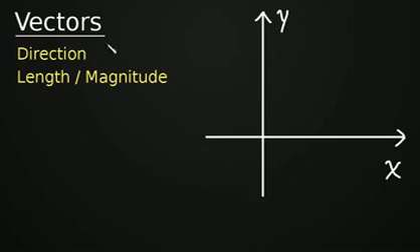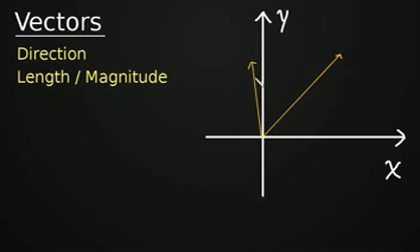And so how could we attempt to capture direction and length? Well, I think an arrow does a pretty good job. This, for instance, captures direction. It's moving in the northeast direction, and it also clearly has a certain length. And so this is a vector, and that's exactly how we graph vectors, just as arrows.